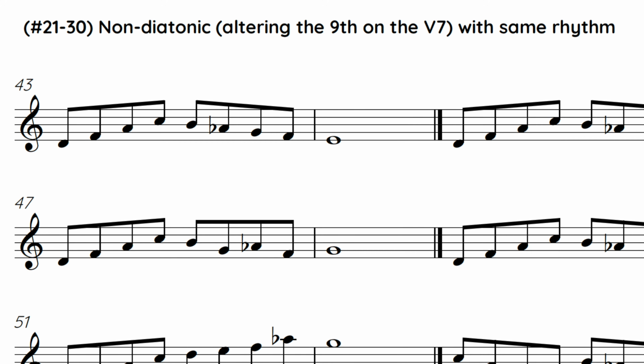All right, so if you jump over to the third page of the PDF, you will see licks number 21 through 30. And you'll see that I wrote on the top, non-diatonic, altering the 9th on the 5/7 chord with same rhythm. So I'm still not going crazy on this one and playing any of the 12 notes and doing all substitutions and wild stuff. I'm really only altering that 9th of the 5/7 chord.